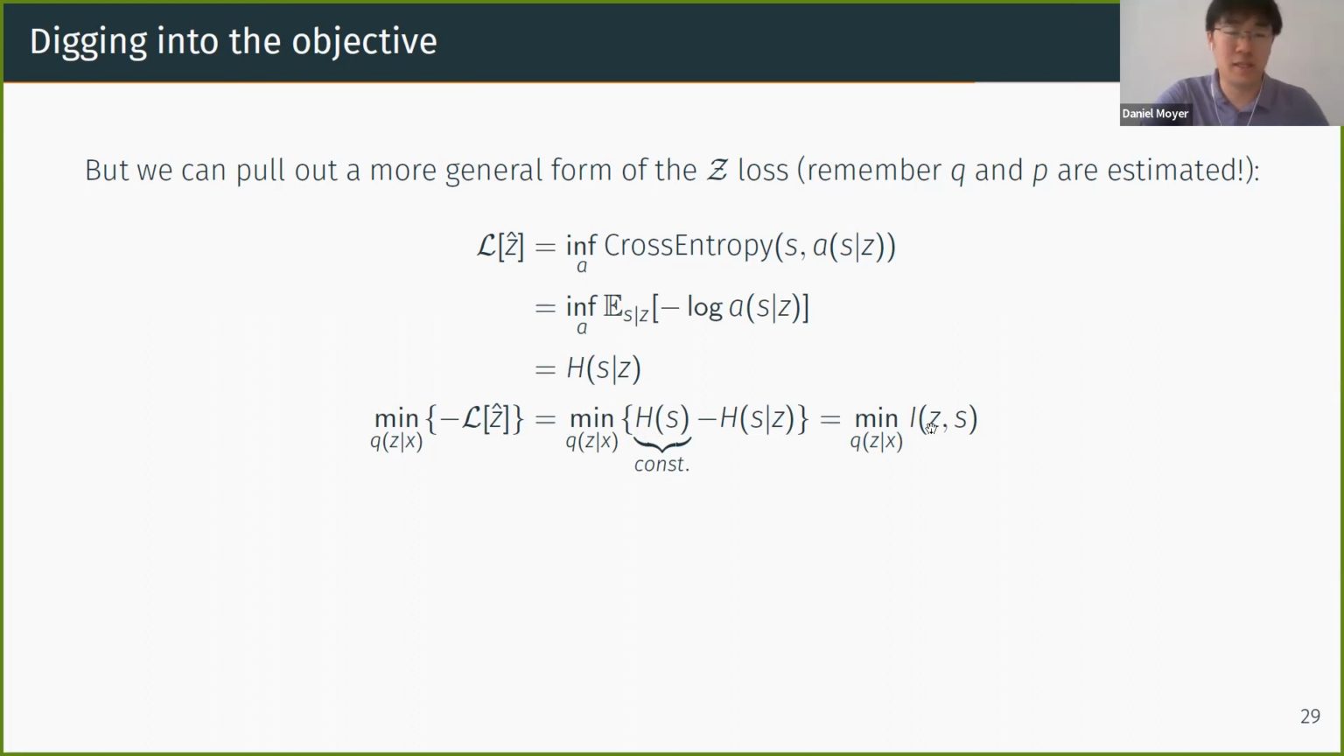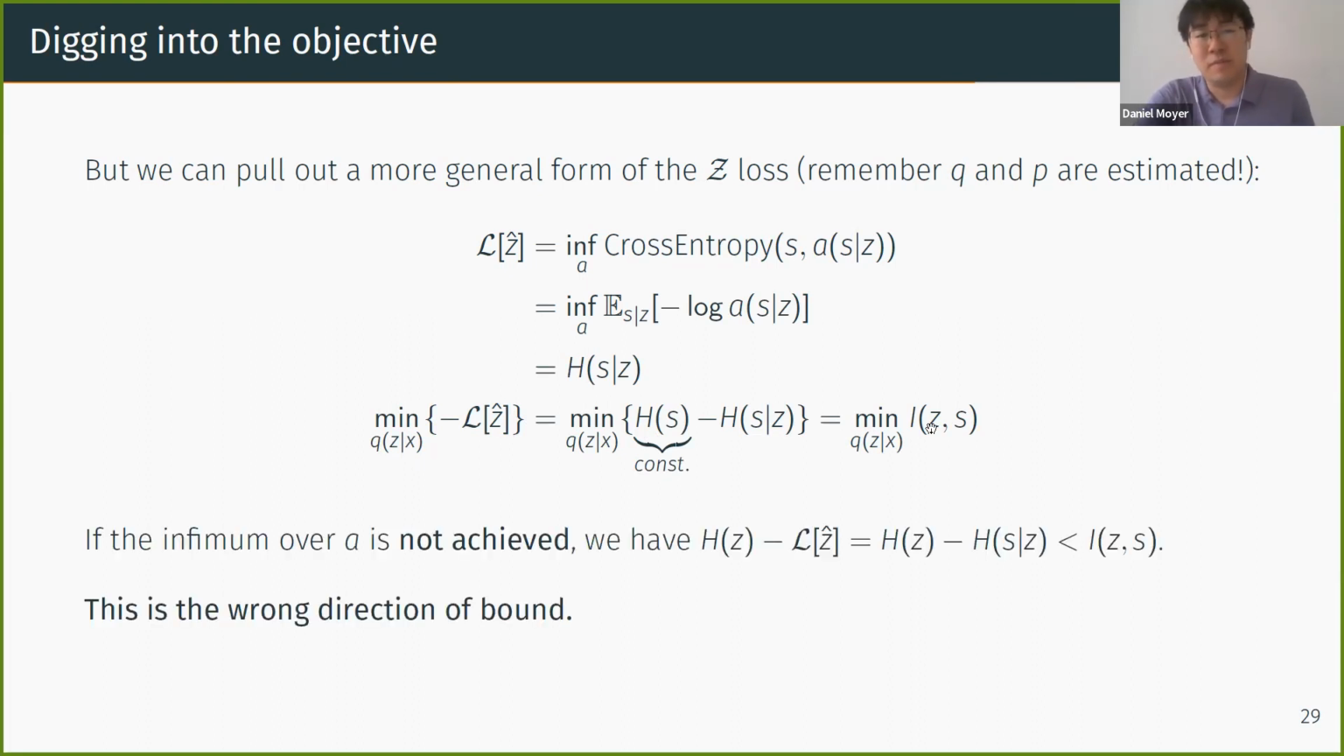But the problem with this is if we don't achieve the infimum, so we don't have the best of all adversaries, then we have this sort of term, and this inequality should be over here, but essentially we're on the wrong side of the bound. Adversaries can do this if you train them well, but if you don't train them to this infimum state, then you won't receive the correct gradient information. So you'll be minimizing something that isn't actually an upper bound of mutual information.